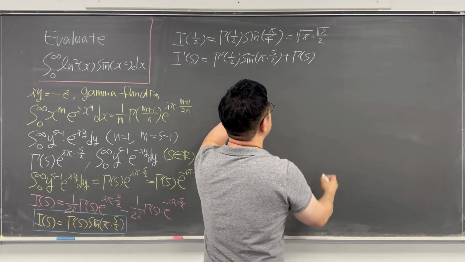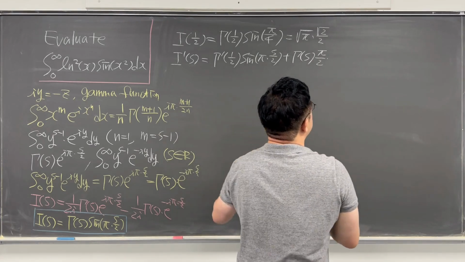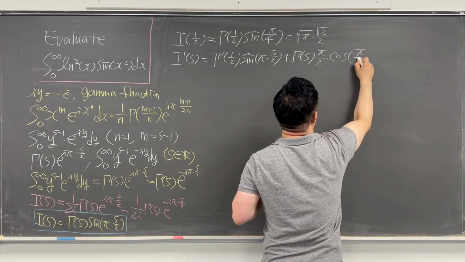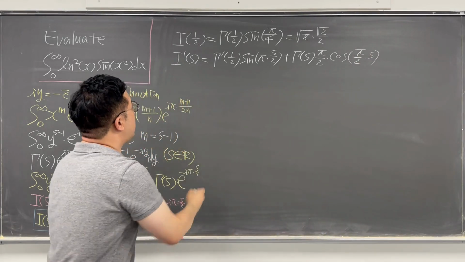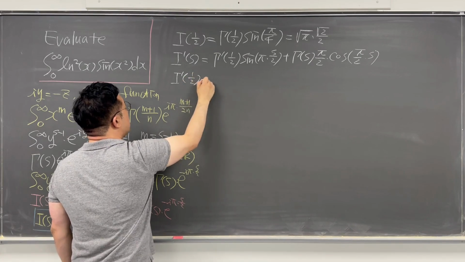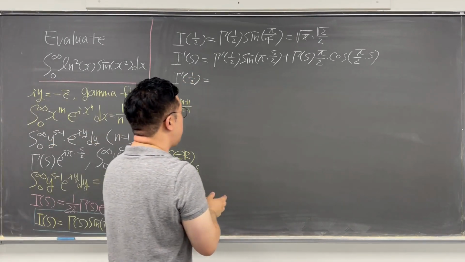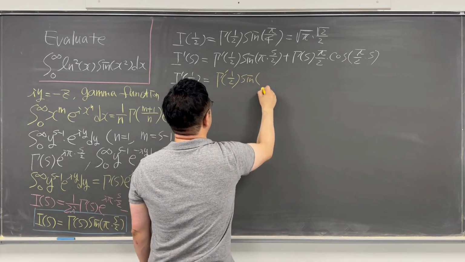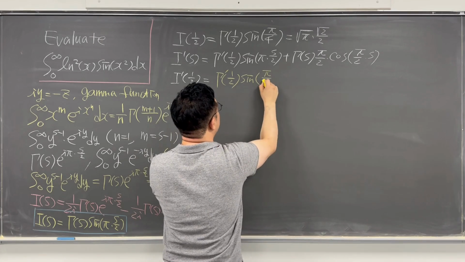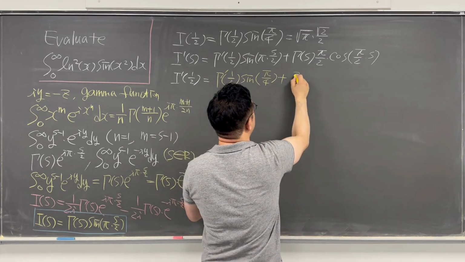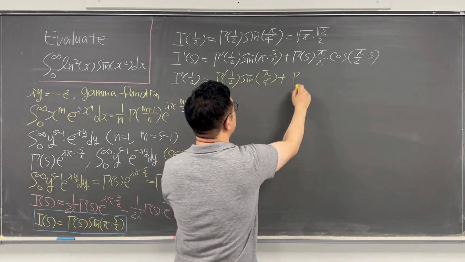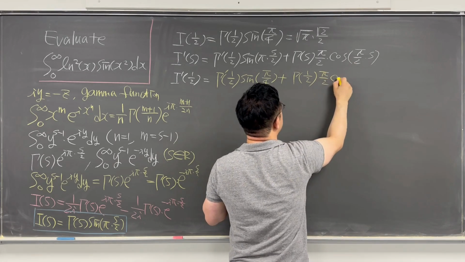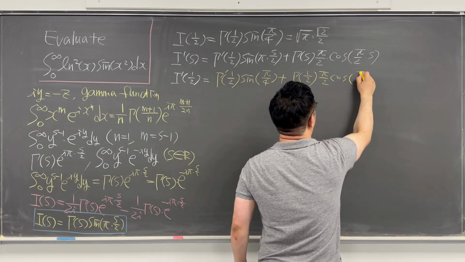Then after that, we just multiply pi over 2 with cosine of pi over 2 times s. So that's why I prime of 1 over 2, plug in 1 over 2 for s. Then we should have gamma prime of 1 over 2 times sine of pi over 4, then that plus gamma of 1 over 2 times pi over 2 times cosine of pi over 4.